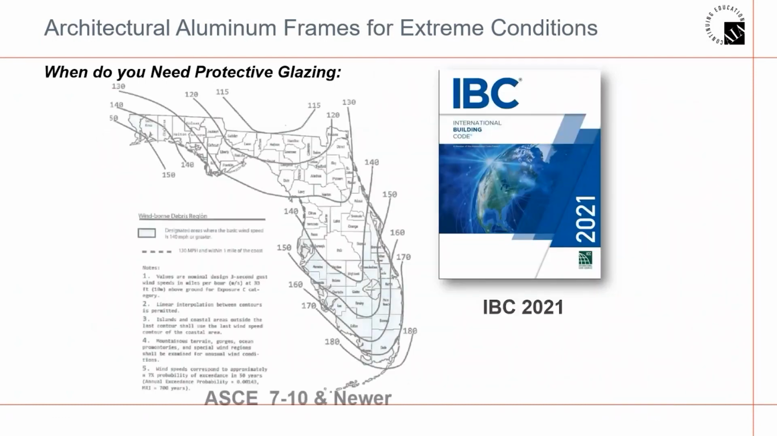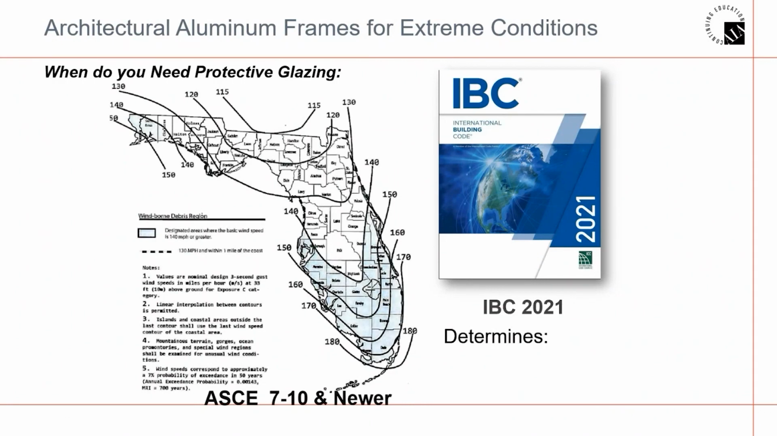IBC uses ASCE 7 to determine ultimate and allowable stress load. For occupant category 2 buildings, the ultimate wind load is the one that could occur within a 500-year time period, greater than the 50-year cycle, which is considered for the earlier versions of ASCE 7. It still uses most of the same variables, but yields a higher design load due to higher wind speeds.